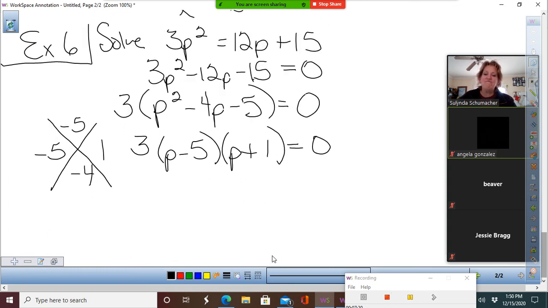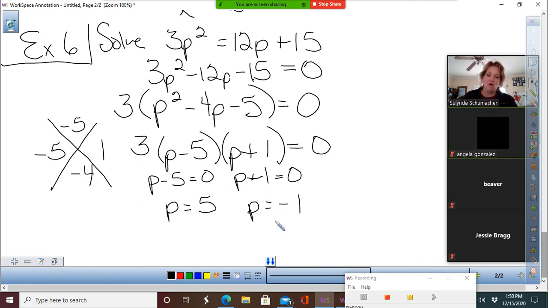Now, any factor with a variable in it, we set equal to 0. So am I going to set this 3 equal to 0? No, it doesn't have a variable in it. So I have p minus 5 equals 0 and p plus 1 equals 0. Adding 5 to the other side, I should get p equals 5. Subtracting 1 to the other side, I get p equals negative 1. All right, I wanted to do this example because this 3 does not have a variable in it. So you don't set that equal to 0. Only the factors with a variable.